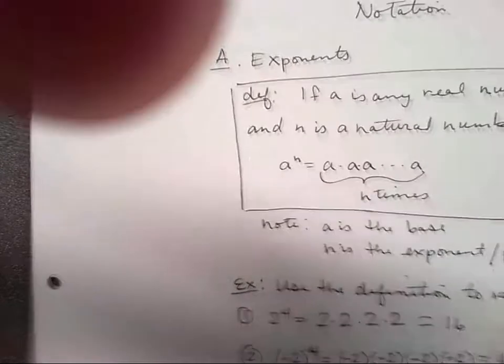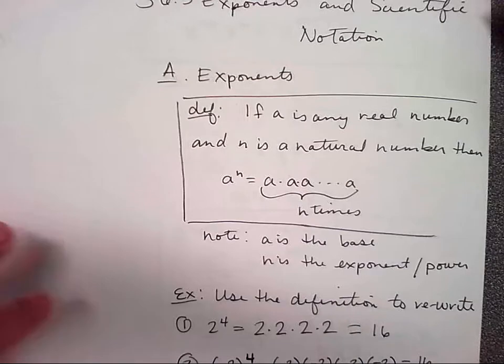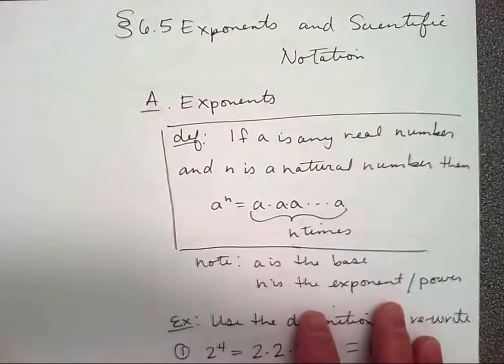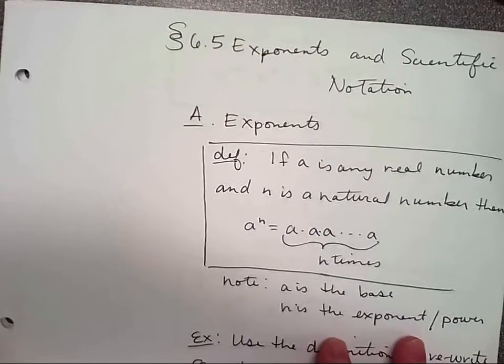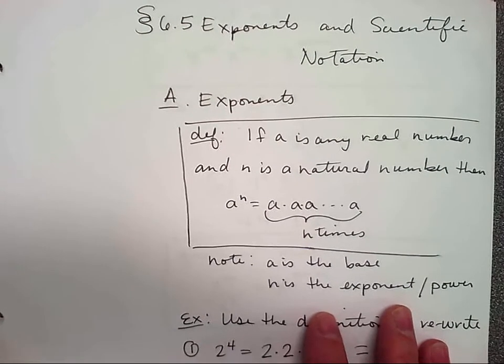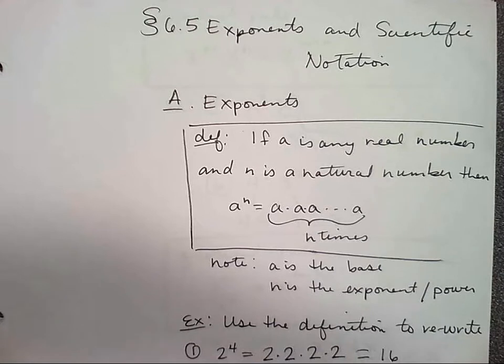Review what we talked about in 6.5. So 6.5, we're talking about exponents in scientific notation, right? We started talking about exponents.